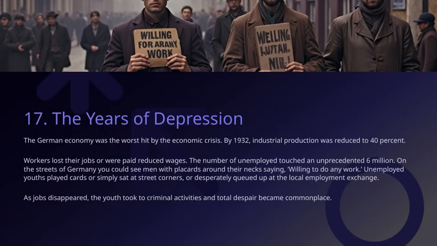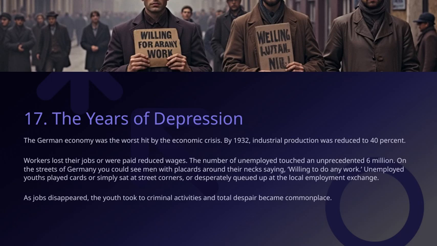The years of depression hit Germany particularly hard during this period. By 1932, industrial production had plummeted to just 40% of its pre-crisis level, which had a devastating impact on the economy. Workers faced immense hardships. Many lost their jobs entirely, while others were forced to accept reduced wages. The unemployment rate soared to an unprecedented 6 million people, creating a situation of widespread despair.